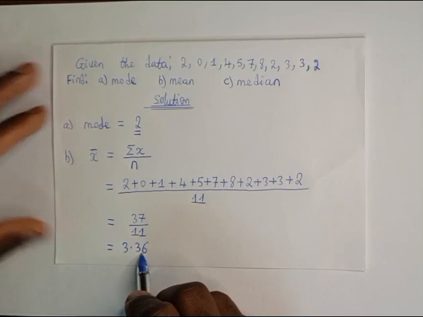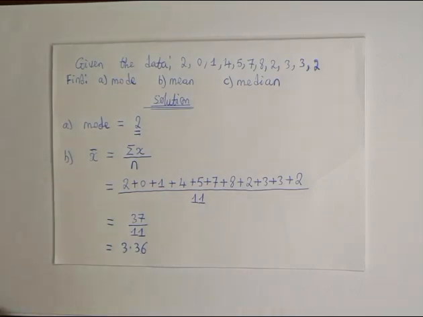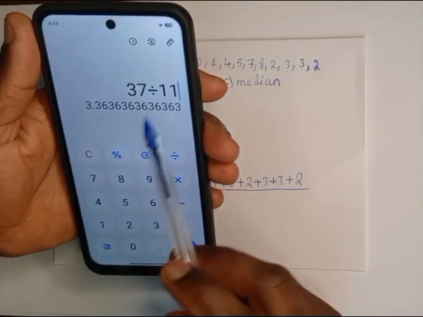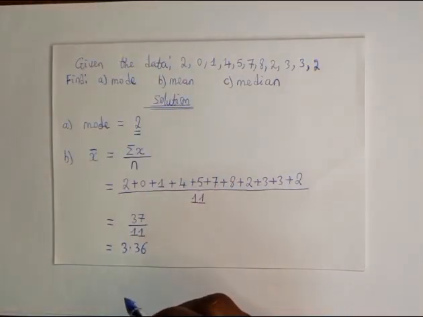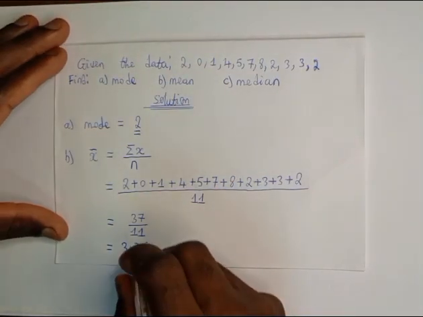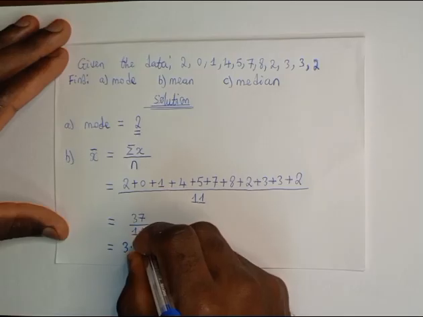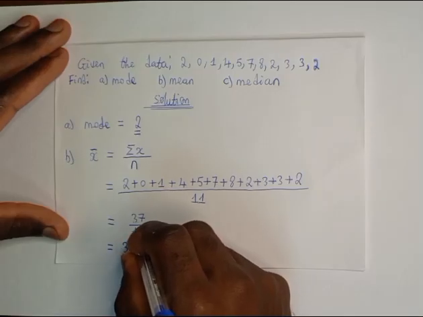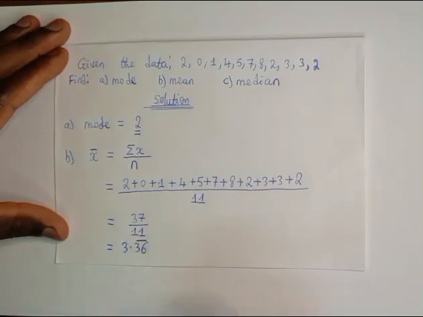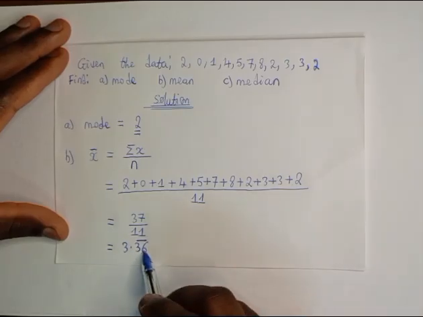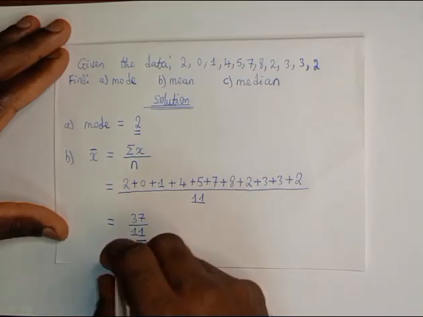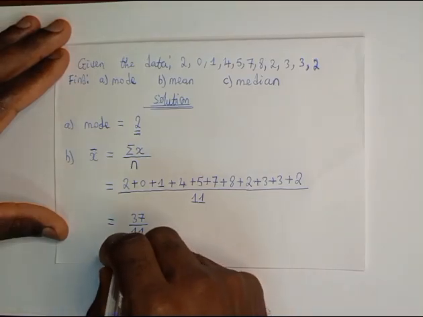You'll see that this 3.36 is repeating. That means it has a repeating pattern. So we are simply going to write this as 3.36 with a bar above the 36, which simply means that it is a non-terminating decimal with 36 repeating. That means after 36, you still have 36. We underline the mean.